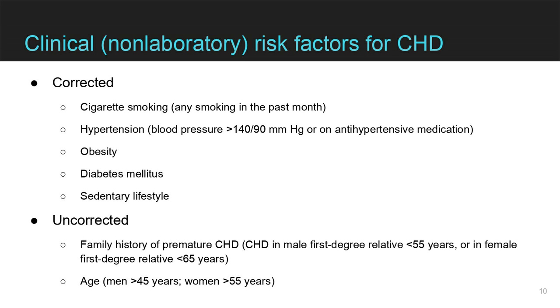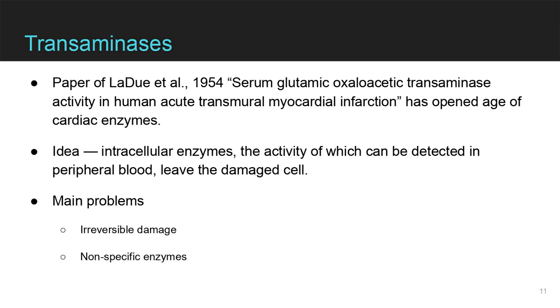We can regulate blood pressure using specific drugs. Obesity, we can regulate body weight. Diabetes mellitus, we can regulate concentration of glucose in blood. A sedentary lifestyle, we can change it by activating physical activity. Uncorrected: family history. That means that some diseases are genetic diseases, and we can't change genetics. So in this case, we can only supervise these patients. Age, we can't change our age. So these are uncorrected factors for development of coronary heart disease.